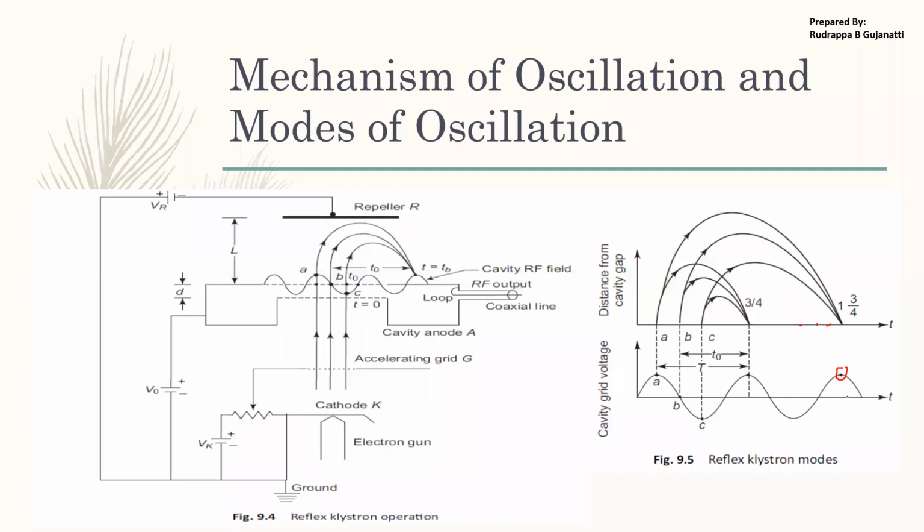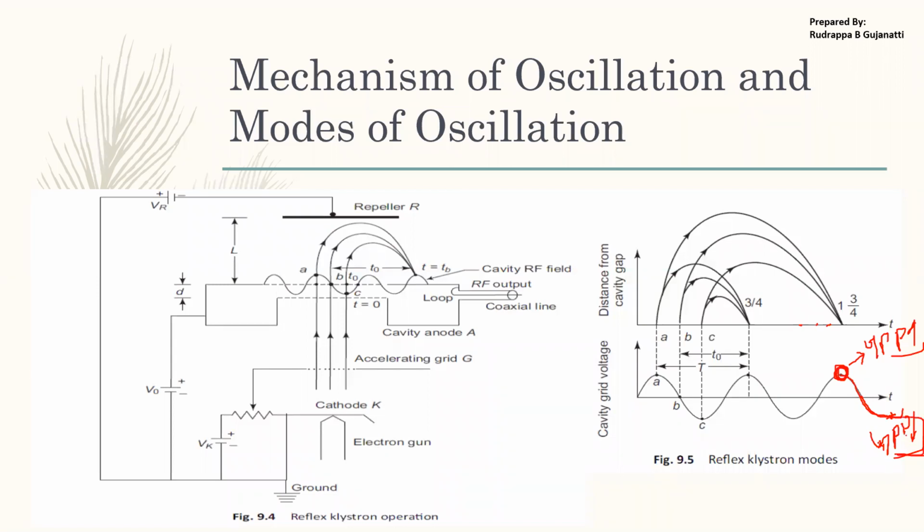For example, if the bunching happens at the positive peak, the output power will be high. If the bunching happens at this point, say the negative peak, the output power will be less. Here it will be the highest, here it will be the lowest. And if the bunching happens at an intermediate point, it will be in between these two.